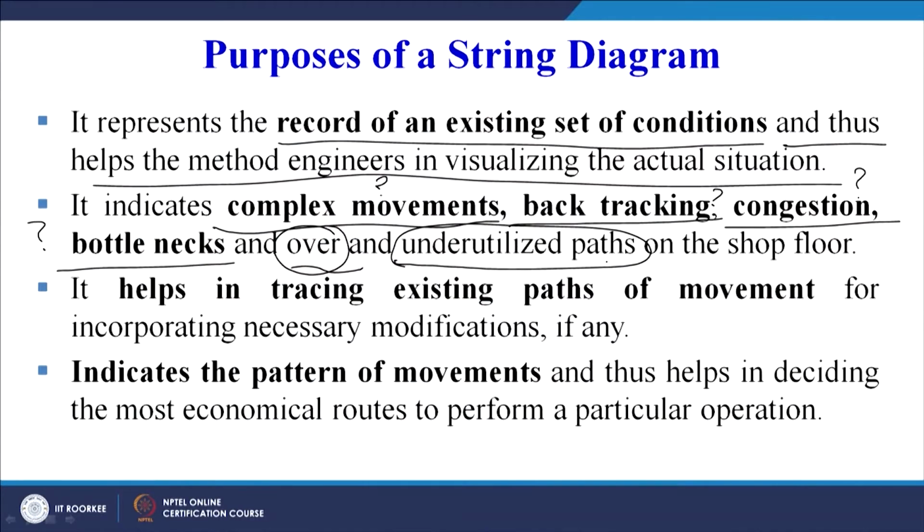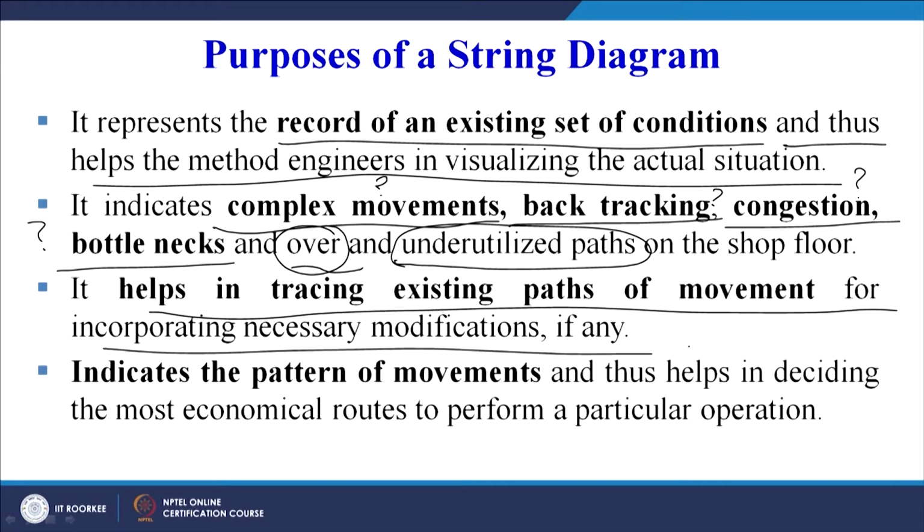We can see that all strings are moving in this direction only, but there is another path which can be followed. That will help us to further optimize the movement of men and material. So underutilized paths can be found out using the string diagram. It helps in tracing the existing paths of movement for incorporating necessary modifications if any, which is an offshoot of the second point, which I have already explained. It indicates the pattern of movement, thus helps in deciding the most economical routes to perform a particular operation. So the pattern of movement is also identified.